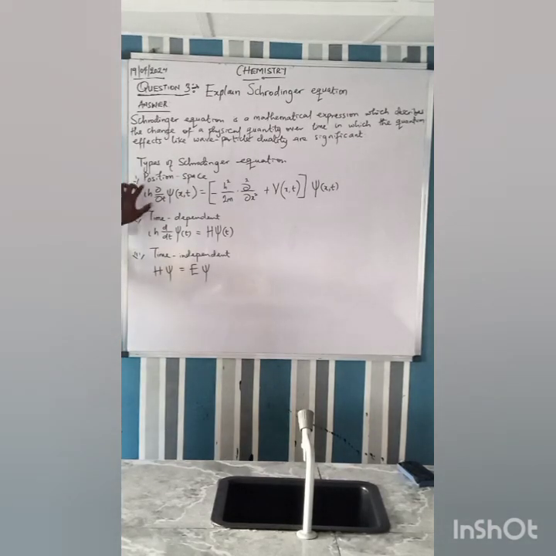If we move on, we have three major types of the Schrödinger equation. The first one is the position space Schrödinger equation. The second one is the time dependent. The third one is the time independent.